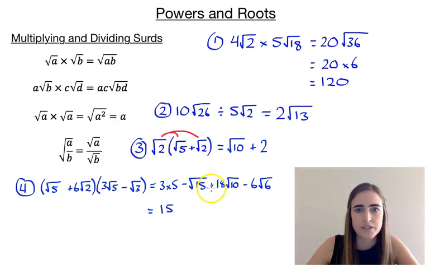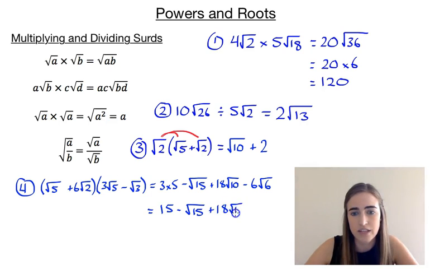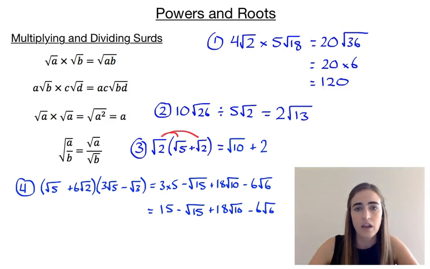We can't simplify the square root of 15 or 10 or 6, so that's just going to stay the way it is for the rest of it. So we're going to end up with 15 minus the square root of 15 plus 18 root 10 minus 6 root 6. Okay, so there's a few examples of how to work with surds.